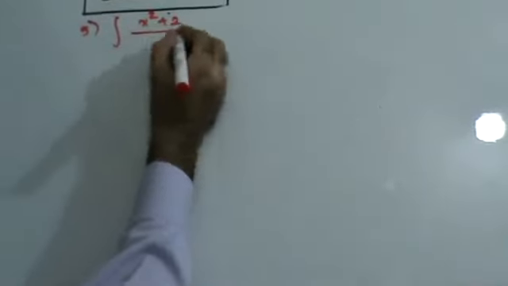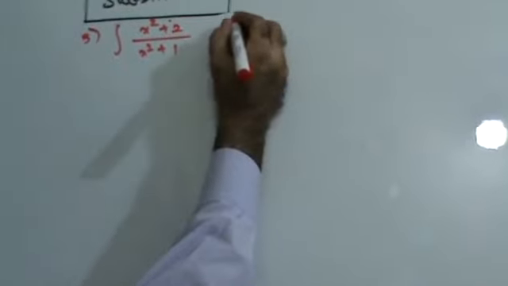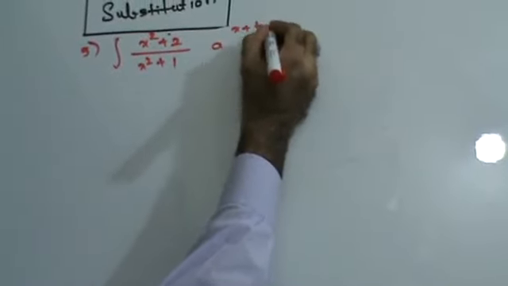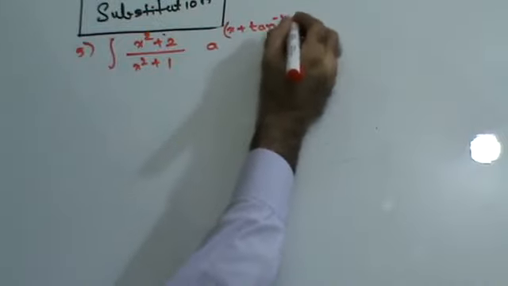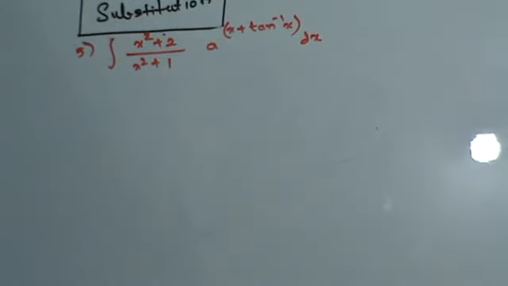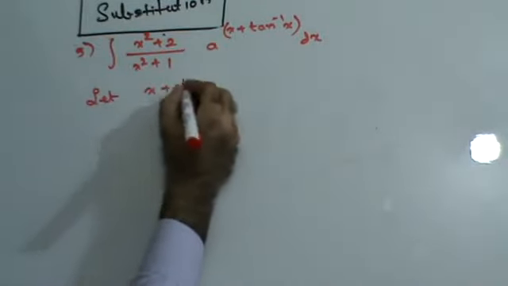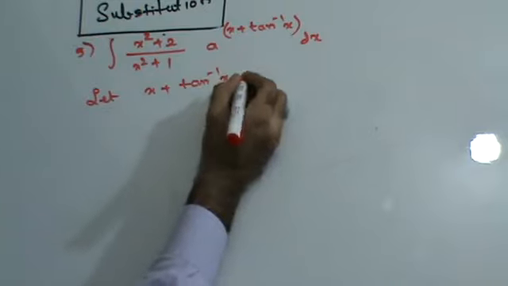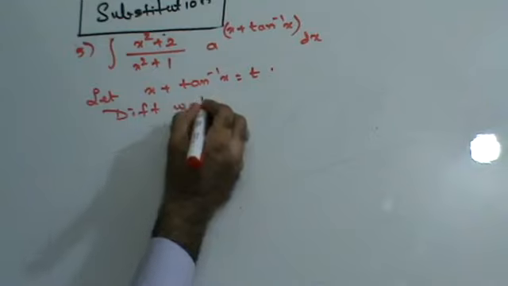Integral of (x square plus 2) upon (x square plus 1) times a raised to (x plus tan inverse of x) dx. Now we are very certain that you cannot have a formula with tan inverse in integration. So what we will do is, we will say let x plus tan inverse of x be equal to t, differentiate with respect to x.